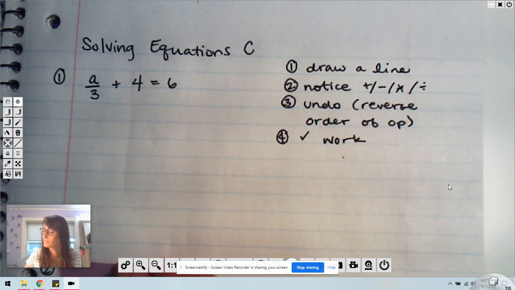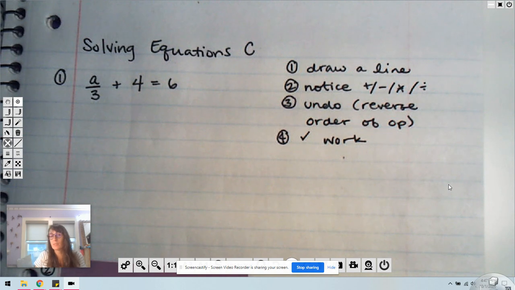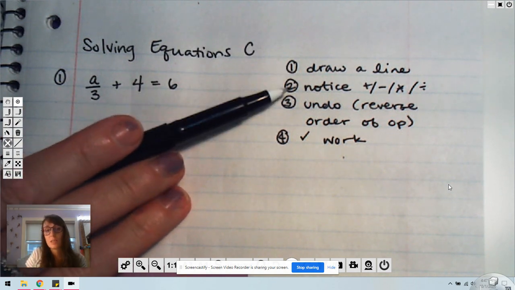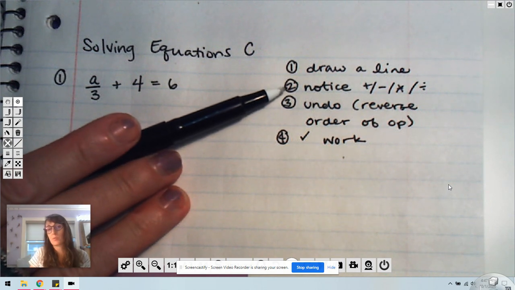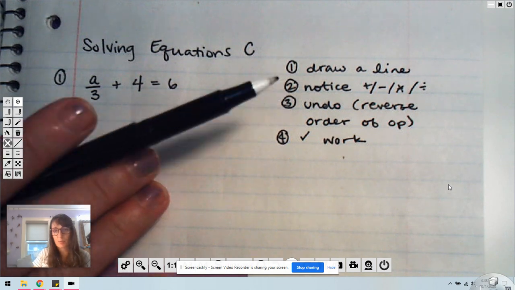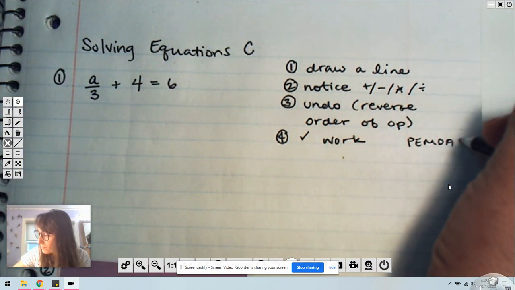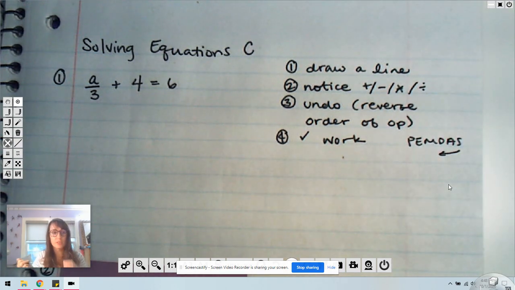All right, so we are on to solving equation C. Our steps are exactly the same as solving equations B. We're going to draw a line. We're going to notice addition, subtraction, multiplication, or division. We're going to undo by using the reverse order of operations. And as a reminder, that means we start with addition and subtraction and work backwards. And then we're going to check our work.